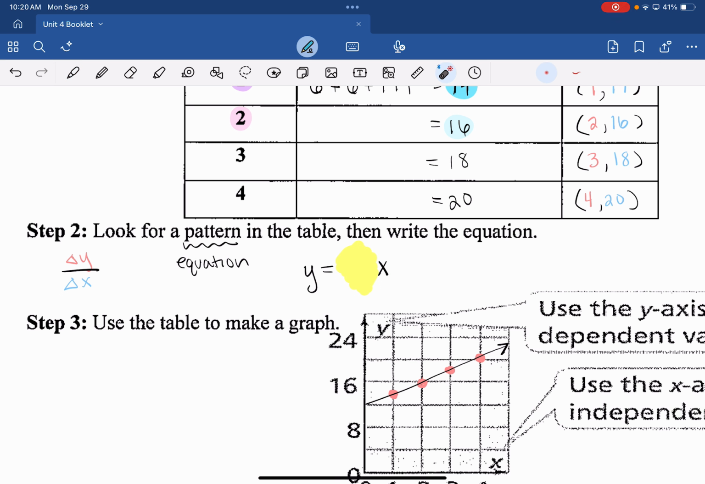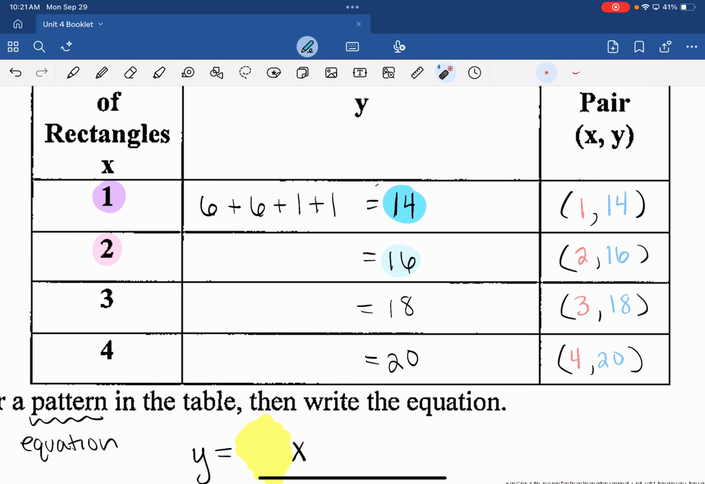Those little triangles mean change in, okay? So a change in y over a change in x. And it's exactly what it sounds like. So let's come up to our table. What is our change in y?